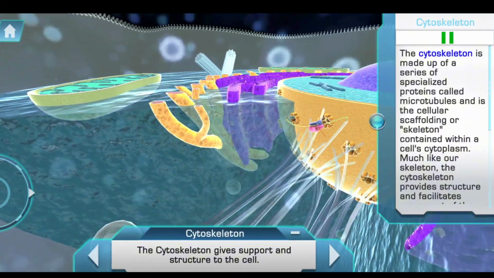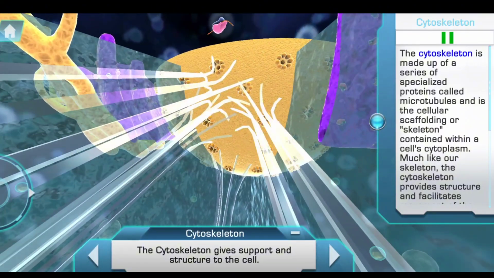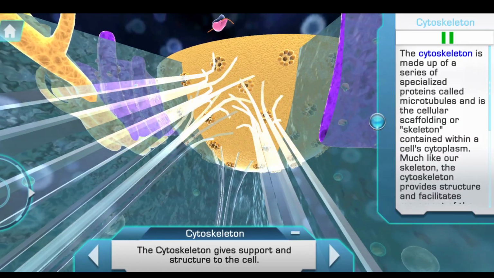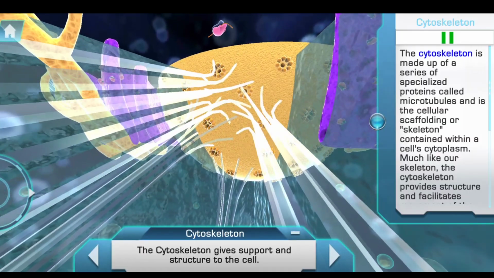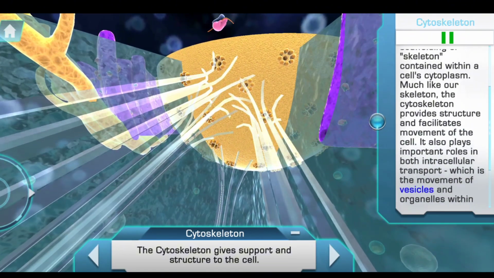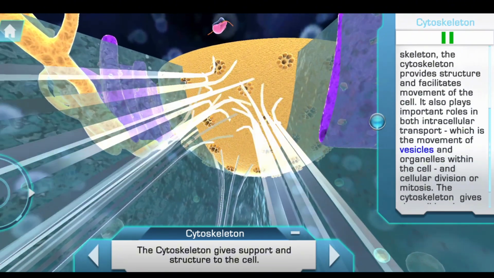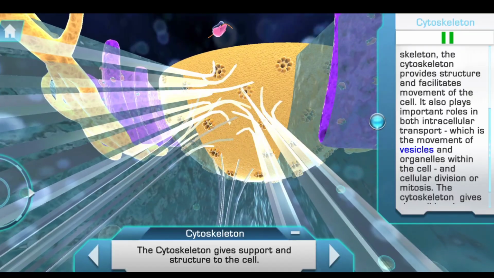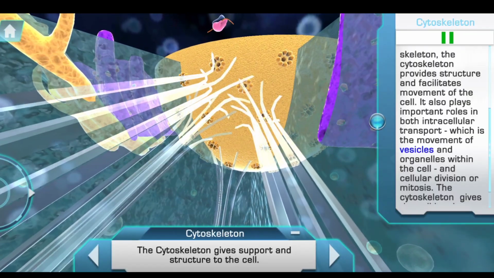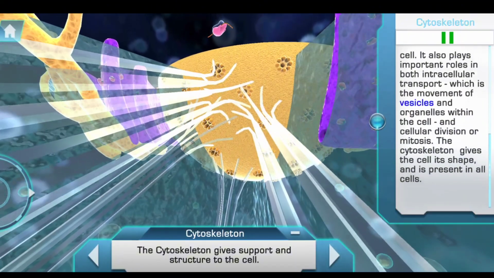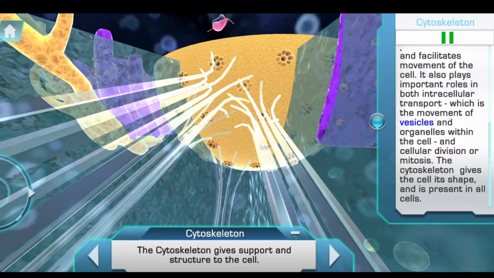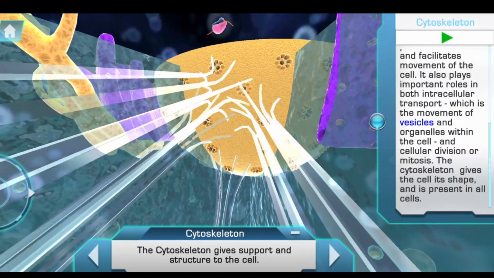The cytoskeleton is made up of a series of specialized proteins called microtubules, and is the cellular scaffolding or skeleton contained within a cell's cytoplasm. Much like our skeleton, the cytoskeleton provides structure and facilitates movement of the cell. It also plays important roles in both intracellular transport, which is the movement of vesicles and organelles within the cell, and cellular division, or mitosis. The cytoskeleton gives the cell its shape and is present in all cells.